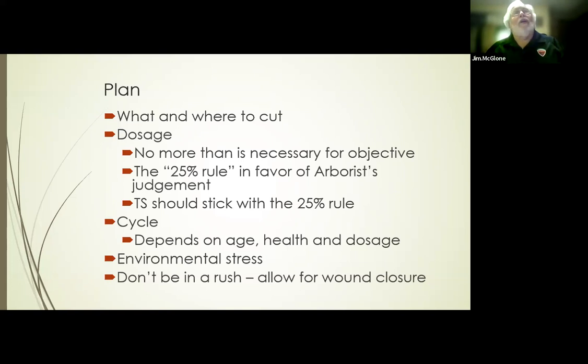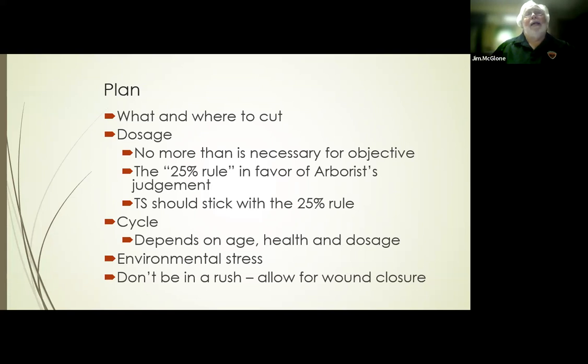You also want to think about what environmental stresses the plant has already been through and may be facing in the future. So you may have a long-term prediction of a hot, dry summer, maybe not such a good time to prune the tree. The bottom line is you don't want to be in a rush. There are very few things that need to be cut right now. So allow for wound closure.